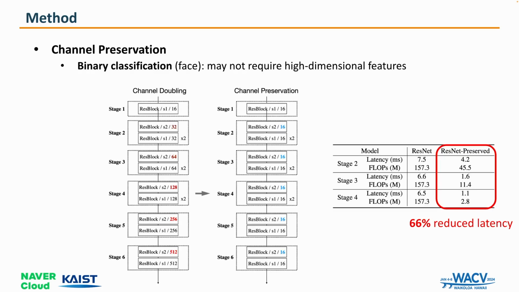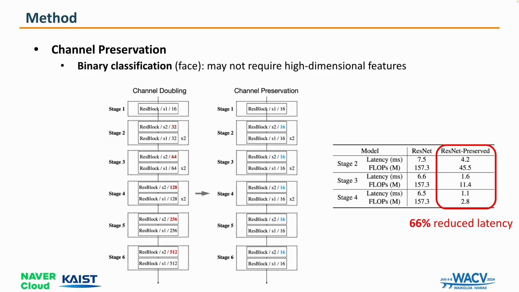In modern backbone architectures, the number of channels is continuously doubled from the bottom to the top layer. This design trend is based on the fact that high-level features are highly related to the specific classes. However, since there is only one object class in the face detection task, we assume that the channel dimension may be reduced. Therefore, we propose the channel preserving strategy, which does not double the channel dimension for every stage in the backbone network. In the right table, it shows that our strategy largely reduces latency and flops, about 66% of overall latency.